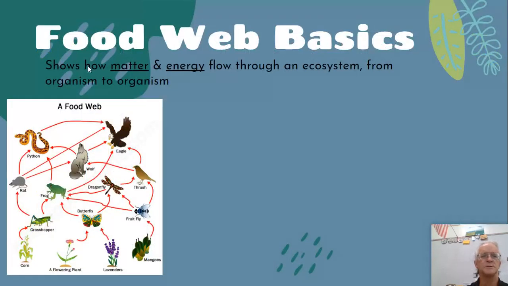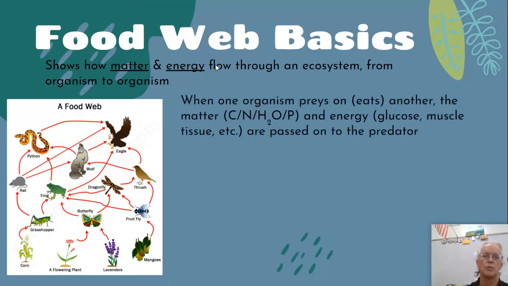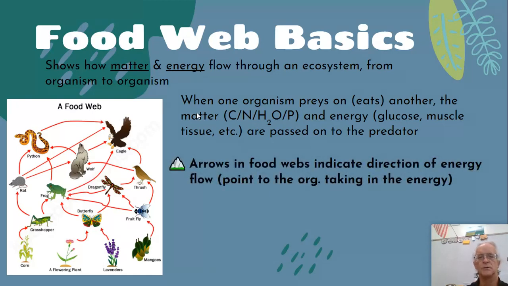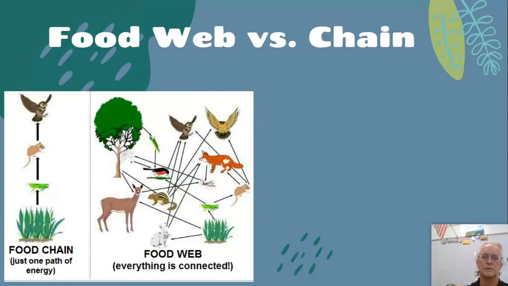A food web basically shows how matter and energy flow through an ecosystem from one organism to another. When one organism preys on or eats another, the matter, such as the carbon, hydrogen, nitrogen, and phosphorus, and the energy found in glucose and muscle tissue, are passed to the predator. Notice that the arrows in the food webs indicate the direction of energy flow, pointing to the organism that takes in the energy.